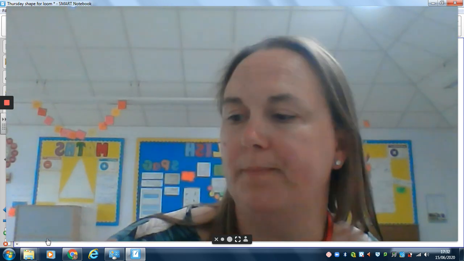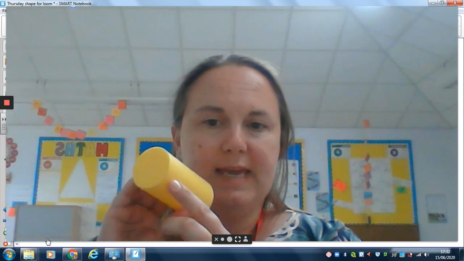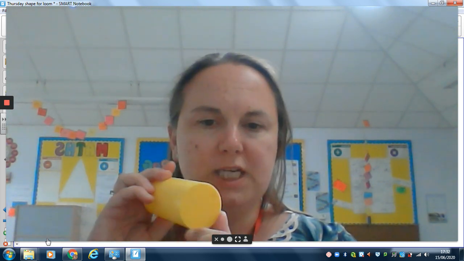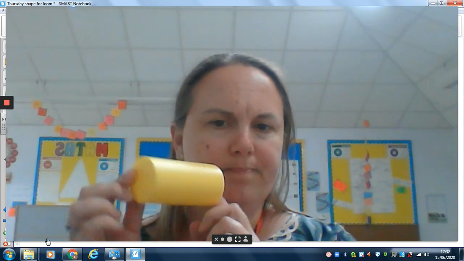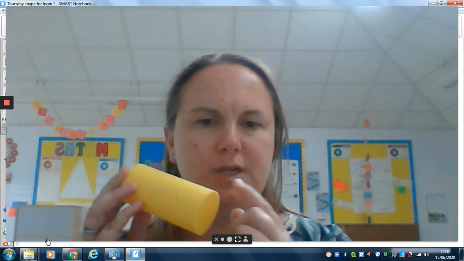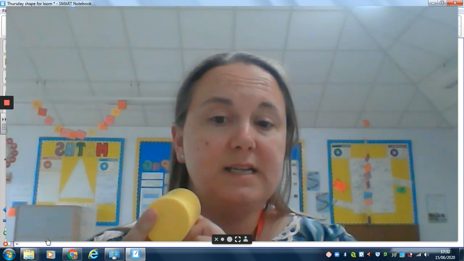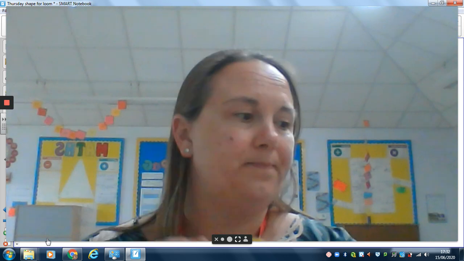Let's look at another one. Let's look at our cylinder. Yesterday we found that our cylinder had 1, 2 edges. Now, do those edges meet? They don't, do they? This curved surface keeps them apart. So our cylinder doesn't have any vertices because the edges never meet together.